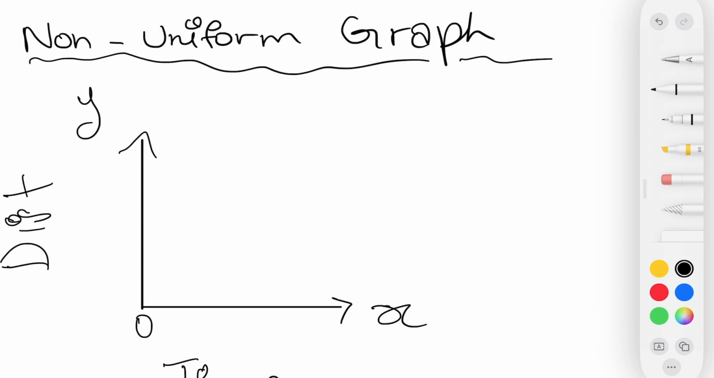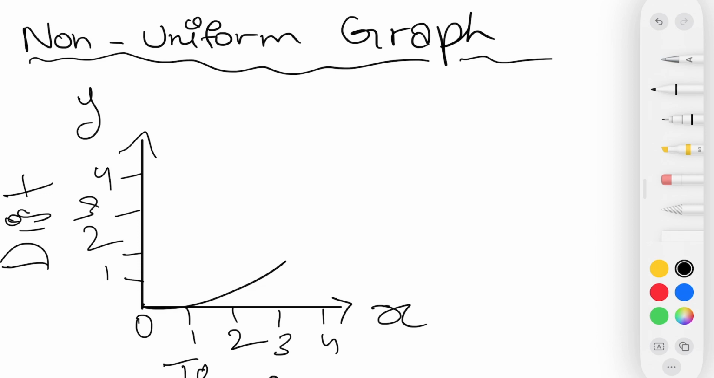So we have 0, 1, 2, 3, 4, and 1, 2, 3, and 4. Now, I know these divisions are unequal, but today we have to work with it. So what non-uniform motion says is it covers unequal distances in equal intervals of time.